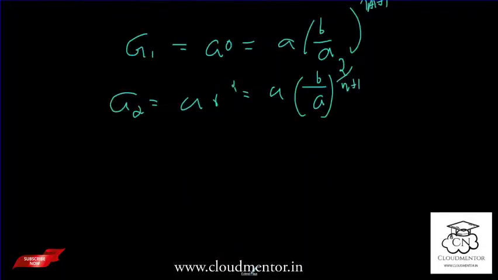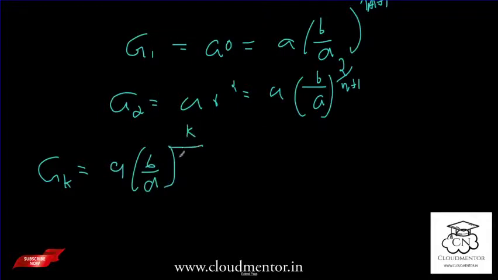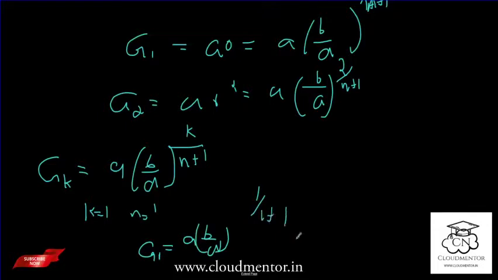And in general I can write g_k, let k be the term, as a (b/a)^(k/(n+1)), for k equal to 1, 2, 3, etc. up to n. And if k equal to 1 and n equal to 1, then we get g_1 equal to a (b/a) the whole raised to 1/(1+1), that is equal to a (b/a) the whole raised to 1/2, and then that's equal to root of ab. It will be the geometric mean.